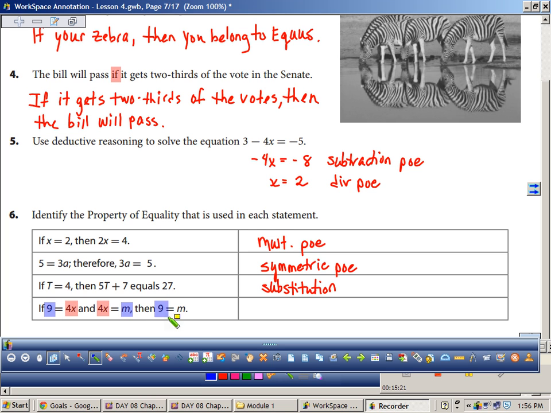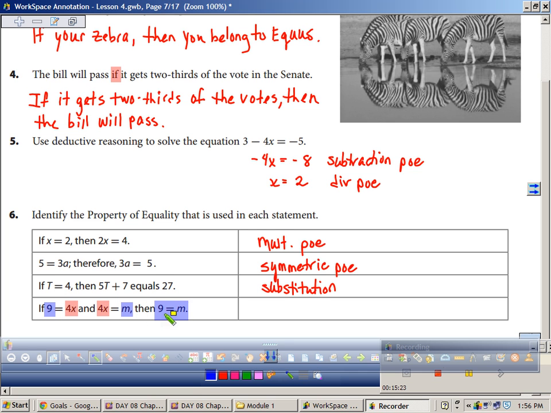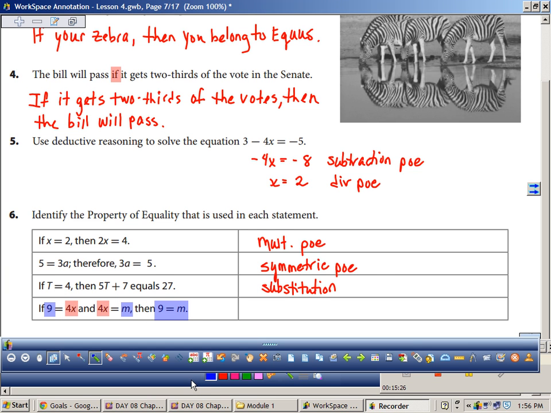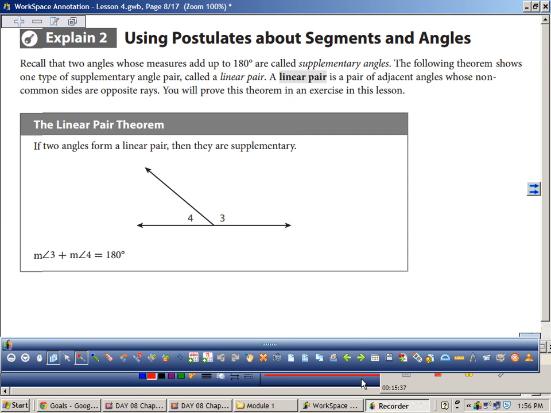Eliminating the middleman, 9 equals m. If I know this is this and this is this, then they must equal each other. Questions? So this is transitive. All right, let's keep going. Using postulates about segments and angles.